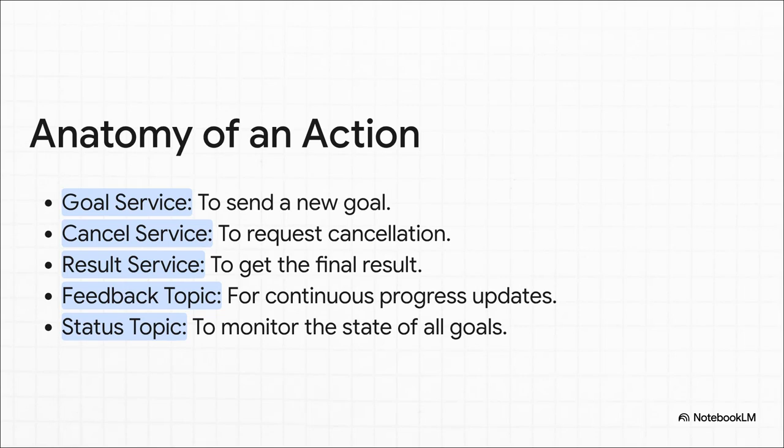Yeah, it's pretty wild. An action is actually made of 3 different services and 2 topics, all choreographed to manage the goal's entire lifecycle. But here's the beautiful part. All of that complexity is completely hidden from you as the developer. You just interact with a simple action client object in your code, and the client library handles all 5 of those endpoints for you behind the scenes.